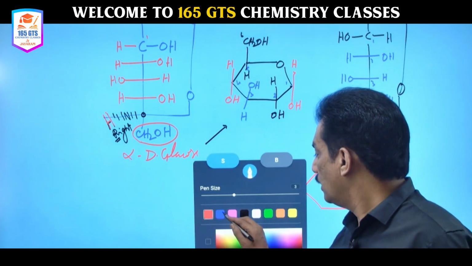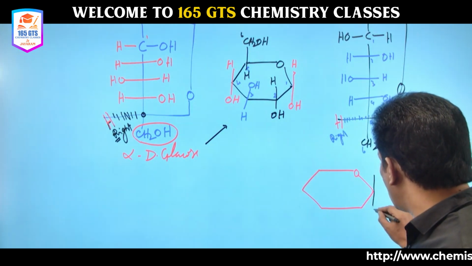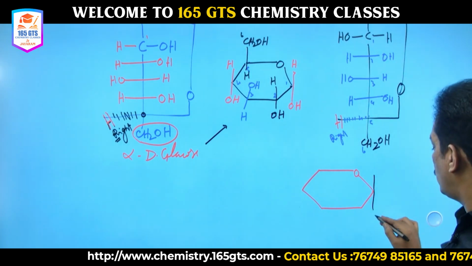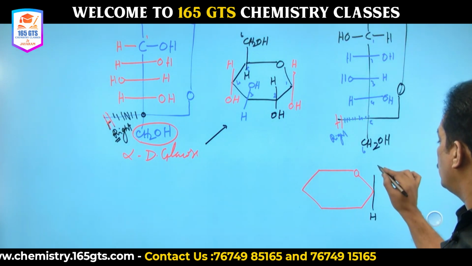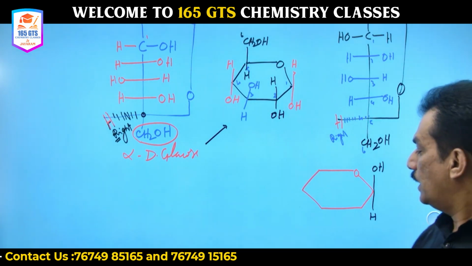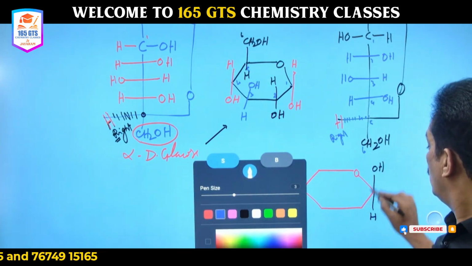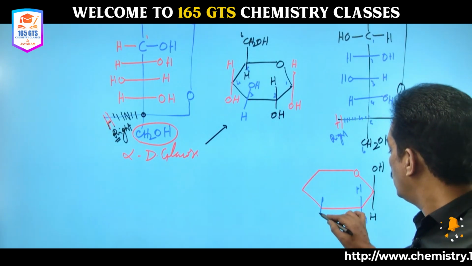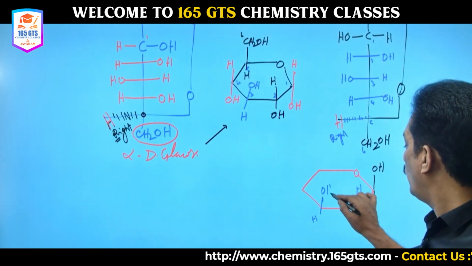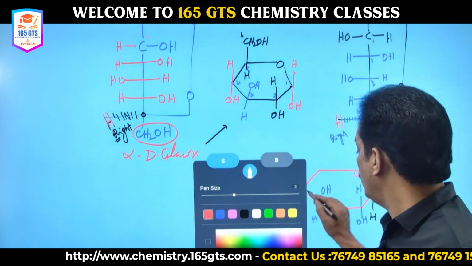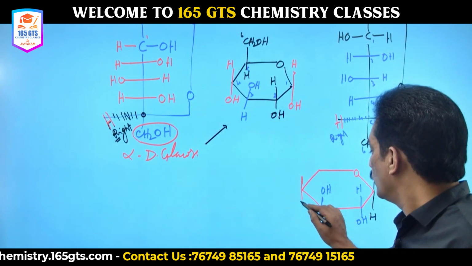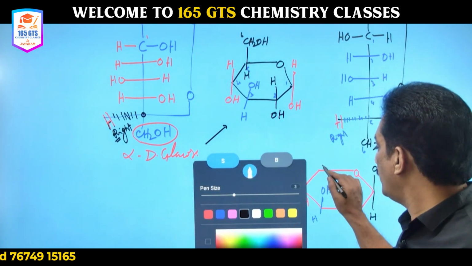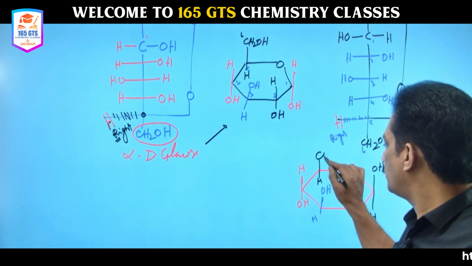Then the orientations. If you observe, this is the first carbon, and here OH is on the left side, hydrogen is on the right side. Hence hydrogen here, OH here. And then in the second carbon, OH below, H above. On third, H below, OH above. And on fourth, again OH below, H above. On fifth, what do we have to write? CH2OH. Just remember, it is a fraction.